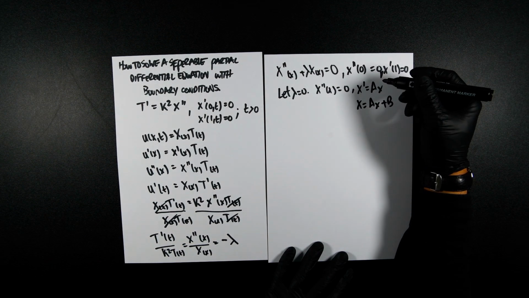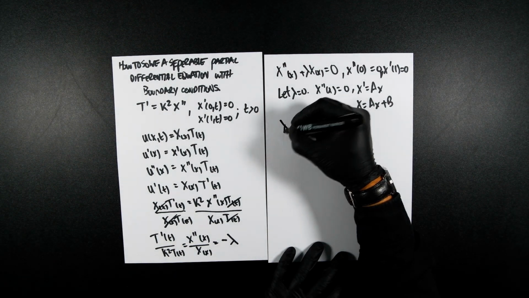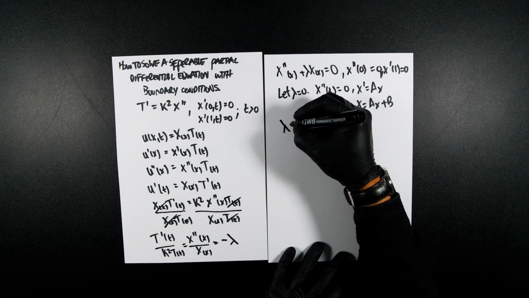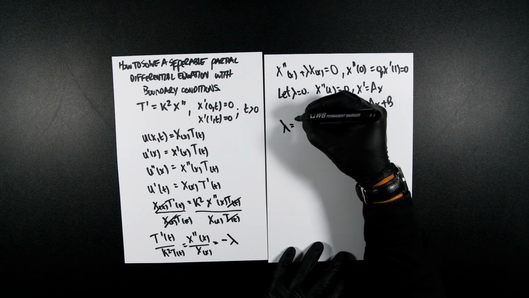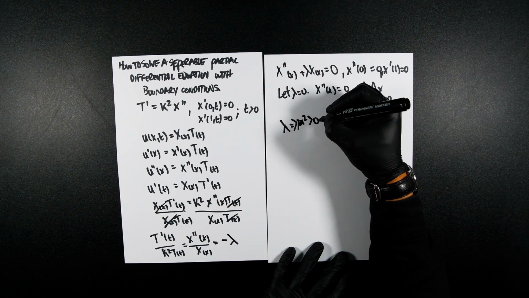Let's let lambda equal mu squared, which is greater than 0.